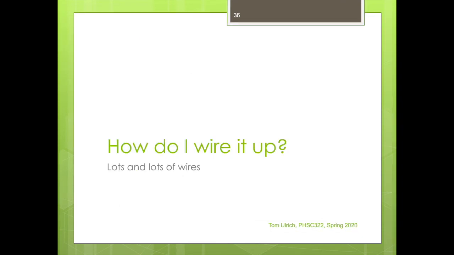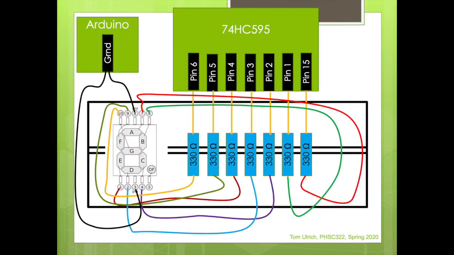All right, so how do I wire this thing up? There's lots and lots of wires. So here is the wiring between the 7-segment display and the 595, and what you'll notice is that it looks almost identical to how you had it last time between the Arduino and the display. You can kind of study it and see where it goes. Note that there's 2 pins, pin 8 and pin 3. You're going to have to hook those to the ground on the Arduino.